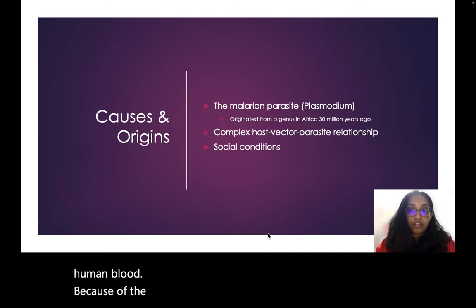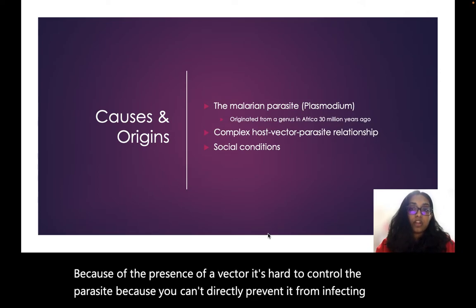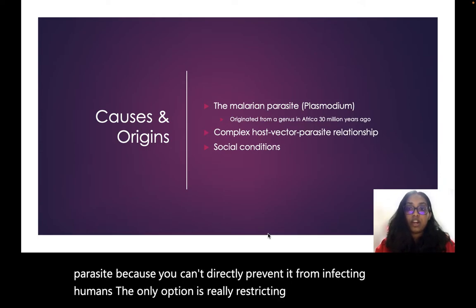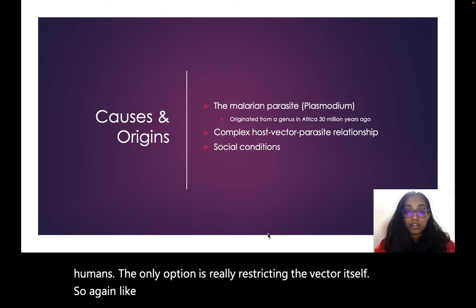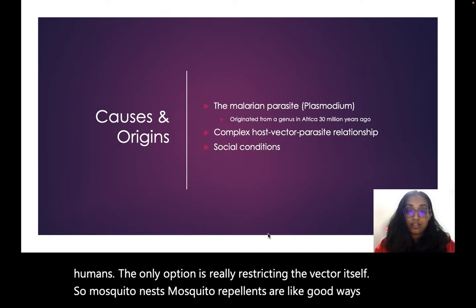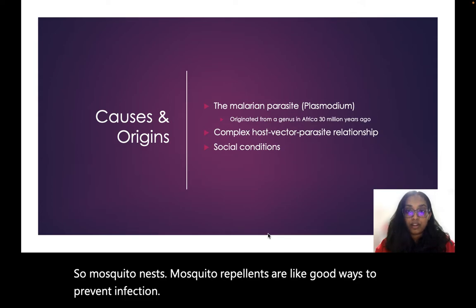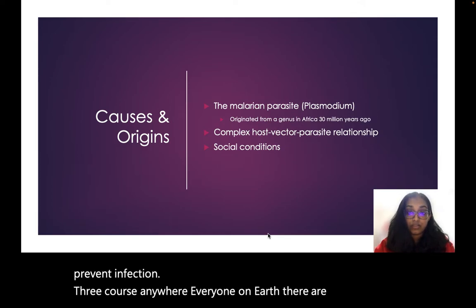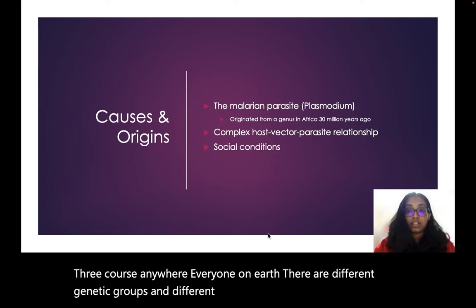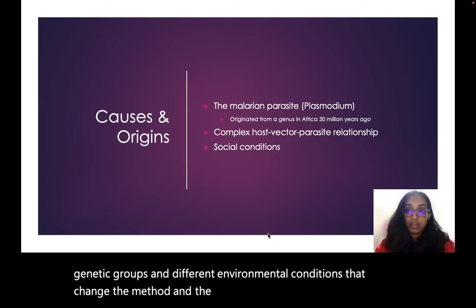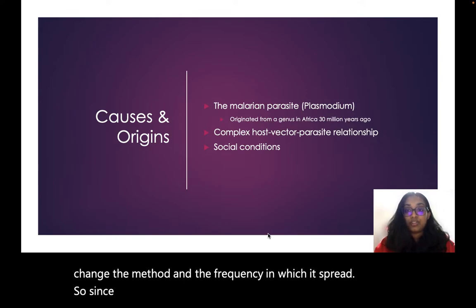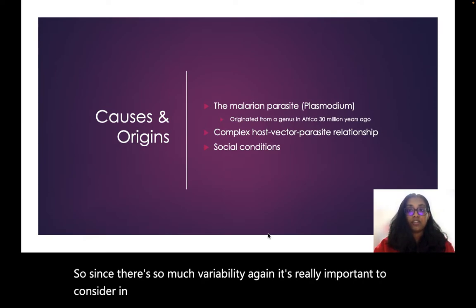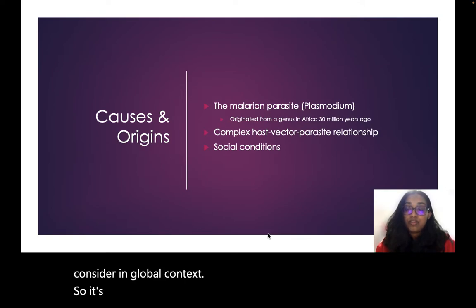Because of the presence of a vector, it's hard to control the parasite because you can't directly prevent it from infecting humans. The only option is really restricting the vector itself. So, aka like mosquito nests, mosquito repellents are like good ways to prevent infection. But of course, everywhere on Earth, there are like different genetic groups and different environmental conditions that change the method and the frequency in which it's spread. So, since there's so much variability again, it's really important to consider in a global context. So, it's very difficult to effectively treat, diagnose, and track, which makes it much easier for it to spread.